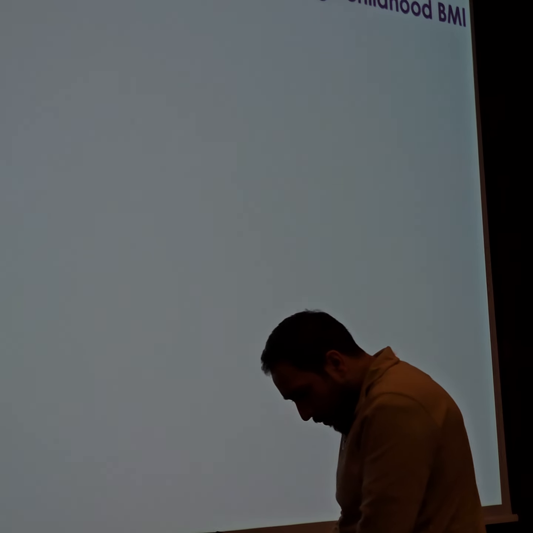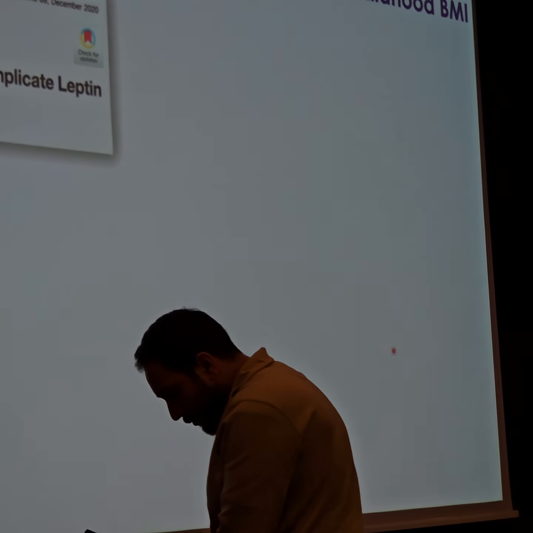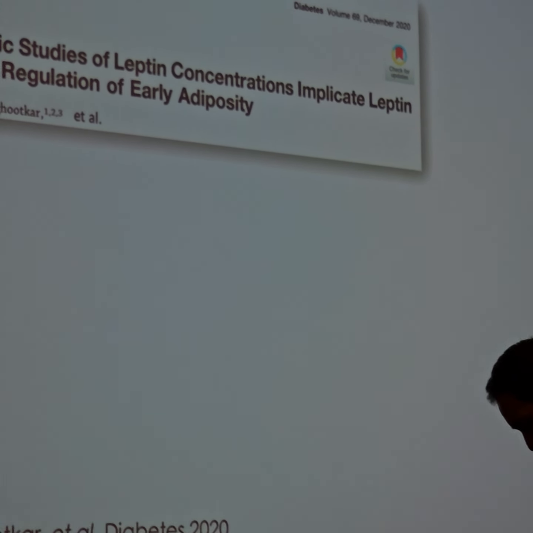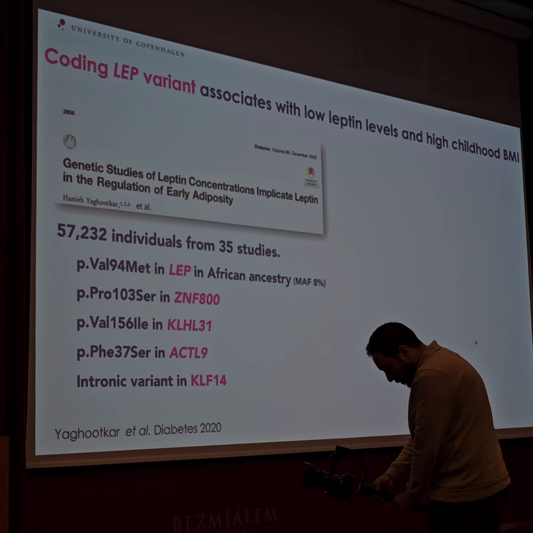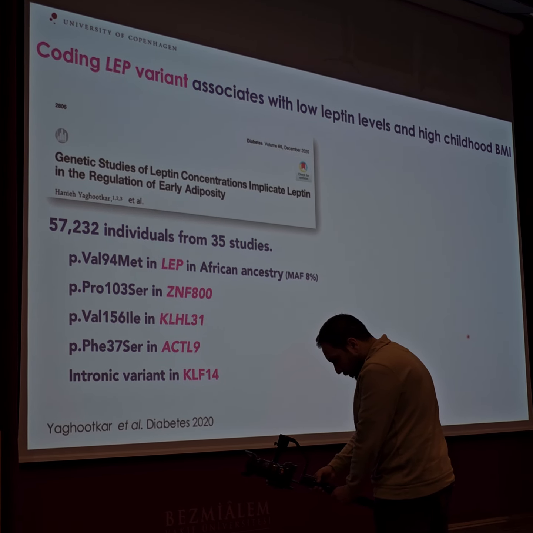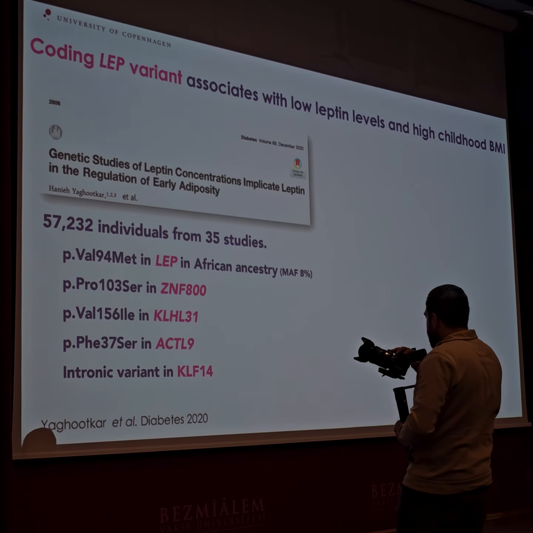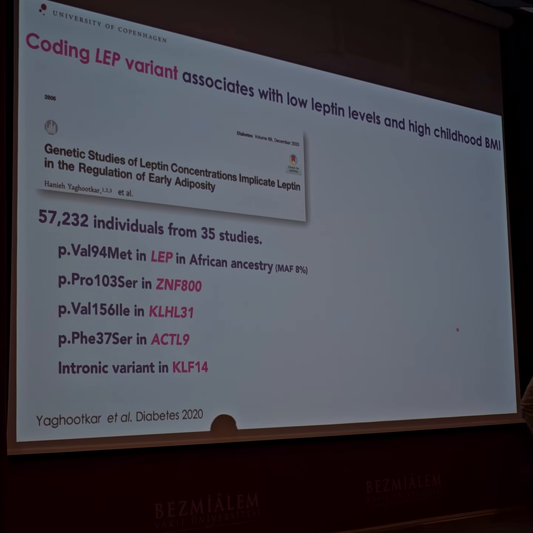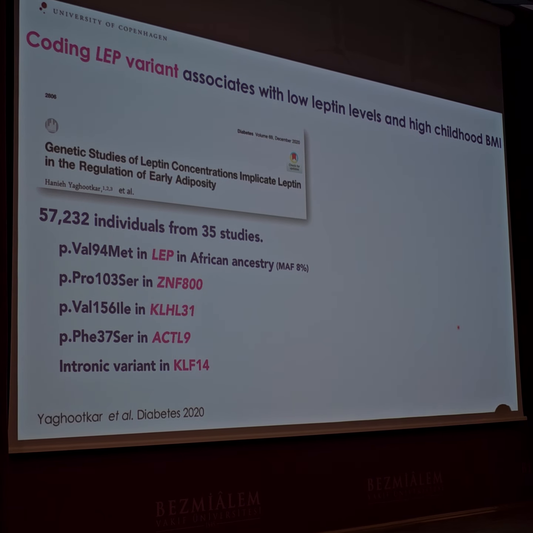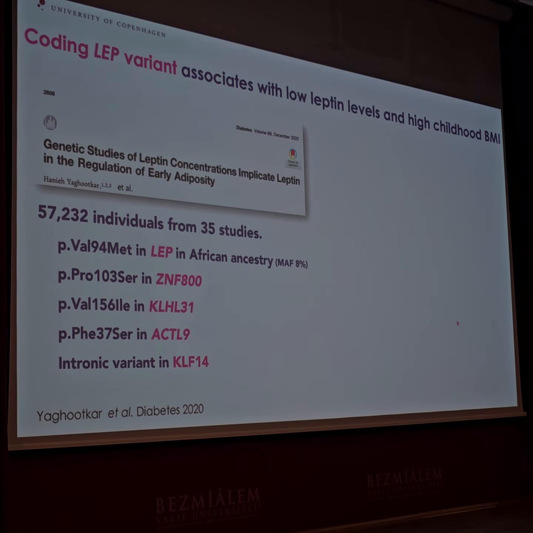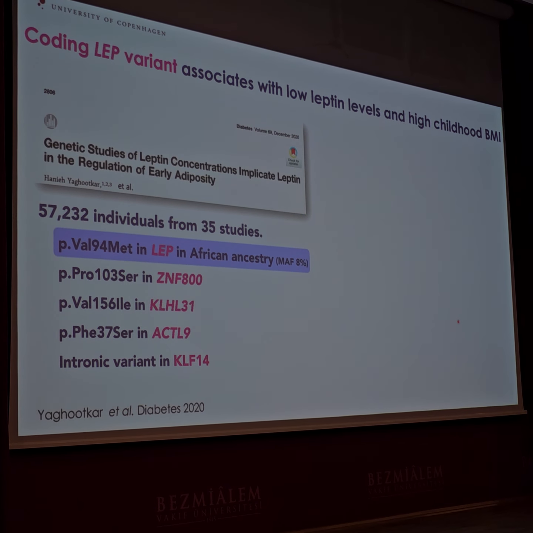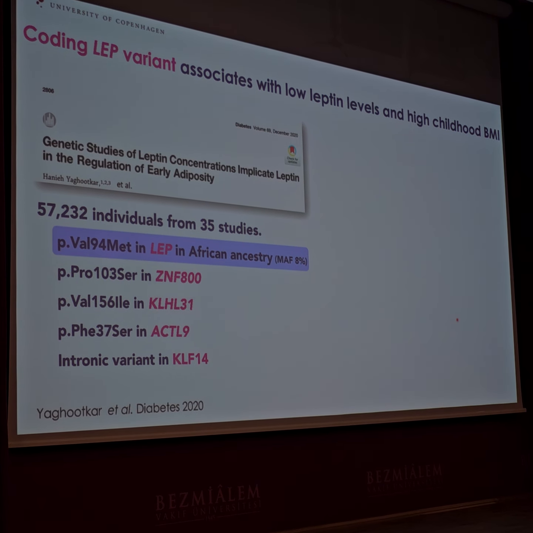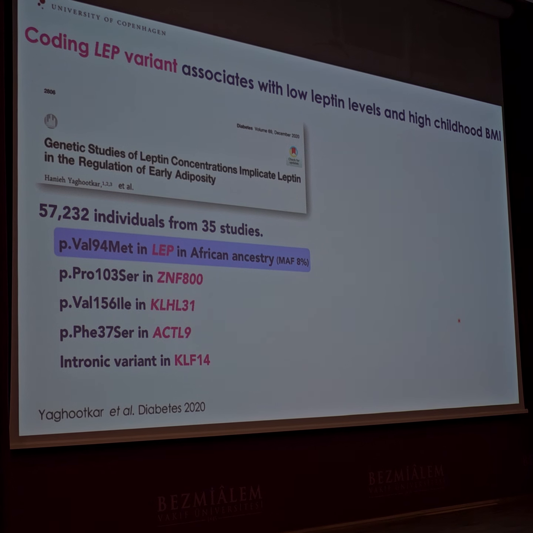Then we continued with an analysis of rare-ish variants, I should say, using an exome chip. We meta-analyzed data of 57,000 individuals, and most of the variants on that chip were coding variants. Again, we found 5 variants in this case.